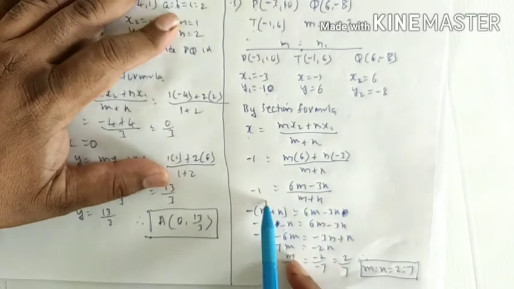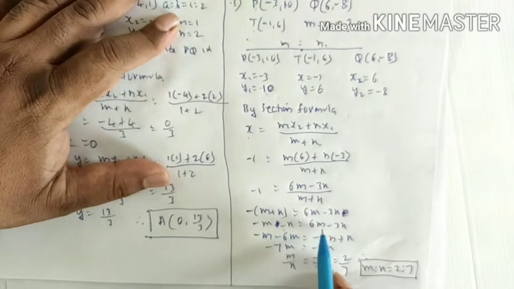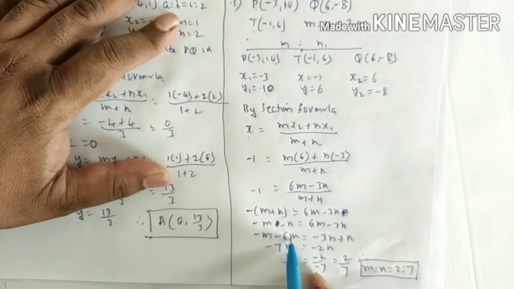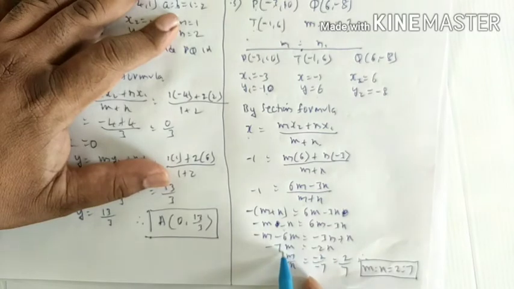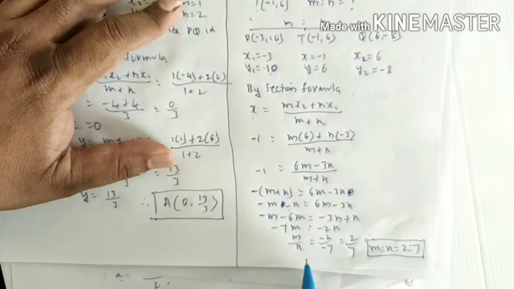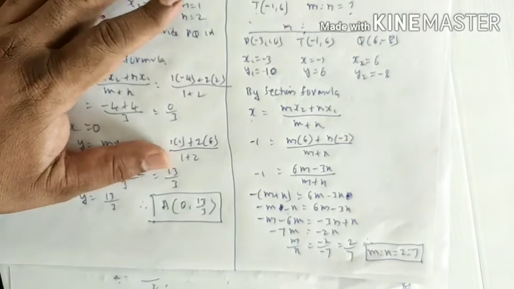m plus n, when brought to the left side, minus into m plus n is equal to 6m minus 3n. If you open this bracket, minus m minus n is equal to 6m minus 3n. And minus m, 6m if you bring to left side, minus m minus 6m, minus n going to right side, what will happen, plus n. So minus 3n plus n is minus 2n, minus 1 minus 6 is minus 7. Bring n to left side, what we get? m upon n is equal to minus 2 upon minus 7, minus minus cancel, 2 upon 7. So the ratio we are getting is m is to n is 2 is to 7.